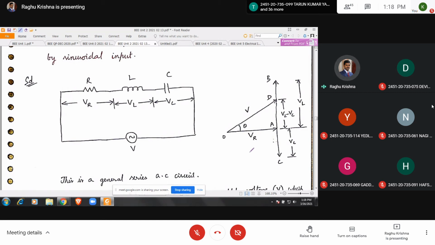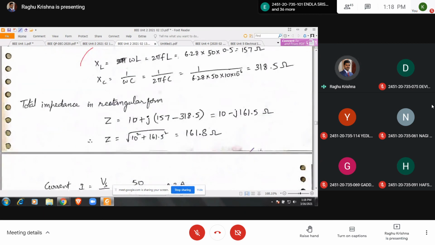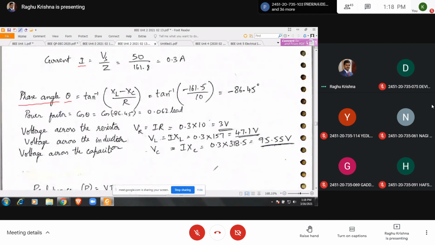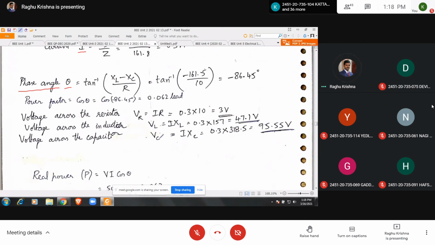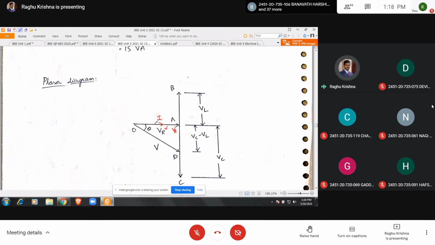So here, if you come to the problem, first find out VR, VL, VC. Based upon these values, what about VC? VC is greater than VL, so you are going to get it as down. So VC is greater than VL. Is it clear? So you are going to get this type of phasor diagram.